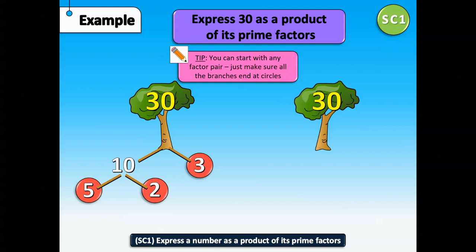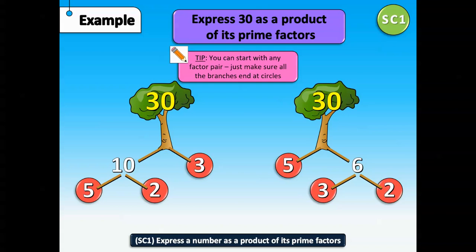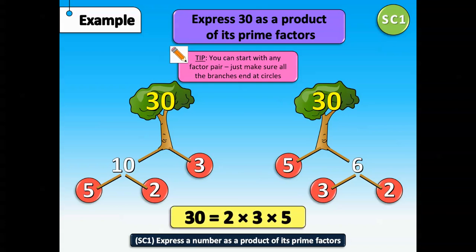Now I didn't have to start with 10 and 3. I could have started with any 2 numbers that times together to make 30. So I could have started with 5 and 6 and still get the same answer. 5's prime, so I circle 5, but 6 isn't prime, so I keep going with 6. And 6 is 3 times 2. 3 and 2 are both prime, so I can circle both of those. And that's how I know where to stop. So you can see in both ways, I've got the same numbers. So 30, as a product of its prime factors, is 2 times 3 times 5. It doesn't matter which way you do it.